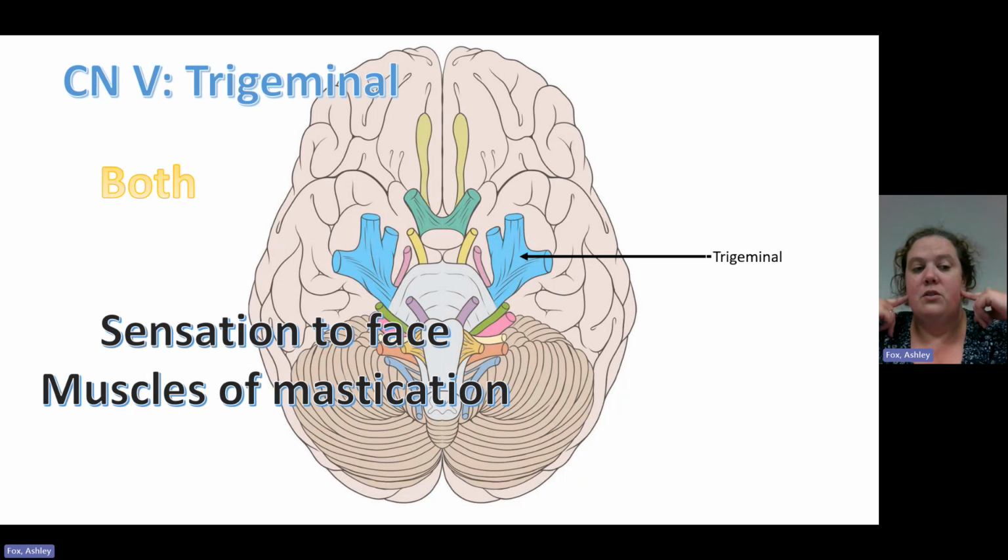But also the muscles of mastication. So remember your chewing muscles, the muscles that help you open and close your jaw. Muscles of mastication, like your masseter muscle, are going to be the trigeminal. So the sensation part is to the face, and then the motor part is moving those muscles of mastication.